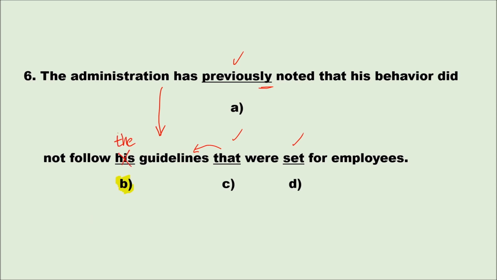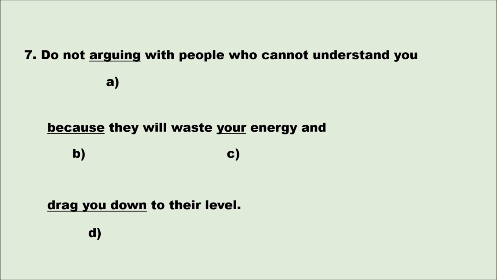Should be the. The correct sentence for number 6 should be: The administration has previously noted that his behavior did not follow the guidelines that were set for employees. Number 7. Do not arguing with people who cannot understand you, because they will waste your energy and drag you down to their level. This one is solved very quickly.